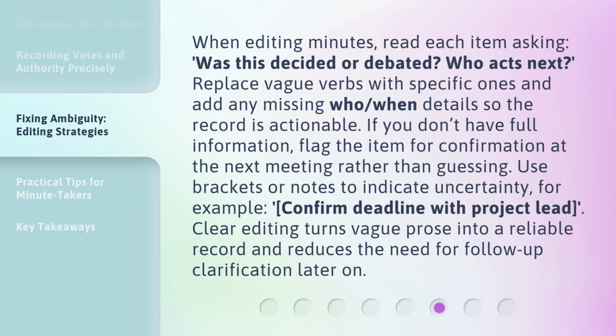When editing minutes, read each item asking, was this decided or debated? Who acts next? Replace vague verbs with specific ones and add any missing who/when details so the record is actionable. If you don't have full information, flag the item for confirmation at the next meeting rather than guessing. Use brackets or notes to indicate uncertainty. For example, "[confirm deadline with project lead]." Clear editing turns vague prose into a reliable record and reduces the need for follow-up clarification later on.